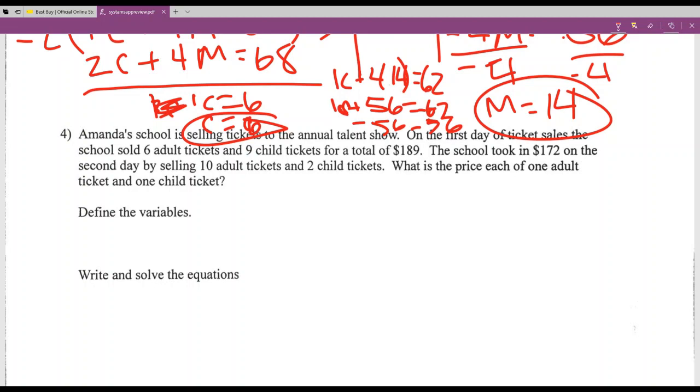All right, so now you're selling tickets, adult tickets. 6 adult tickets, 9 children's tickets were $189. The school took 172 the second day. So 10 adults, 2 children. So A is the cost of adult tickets, and C is the cost of a child ticket.